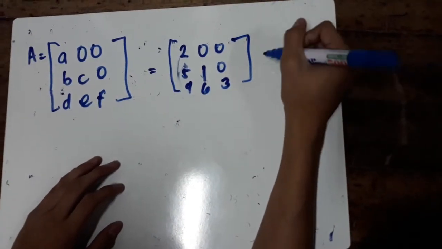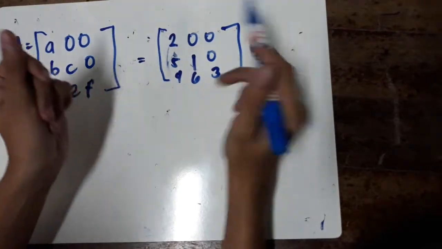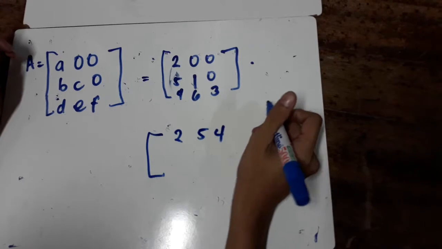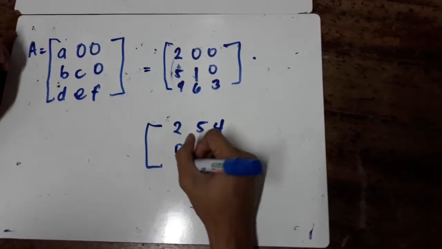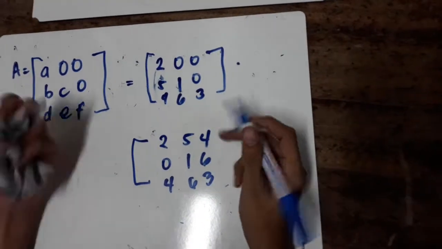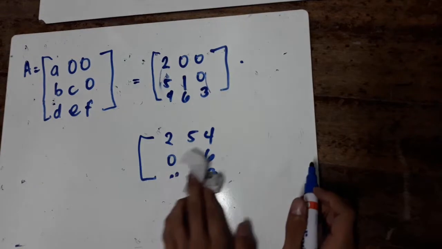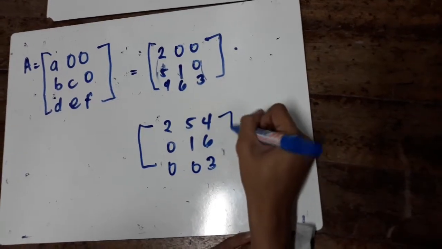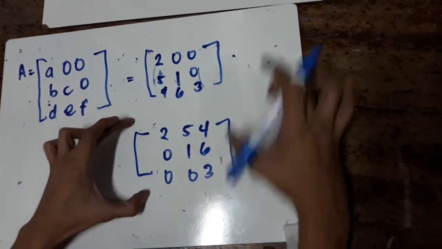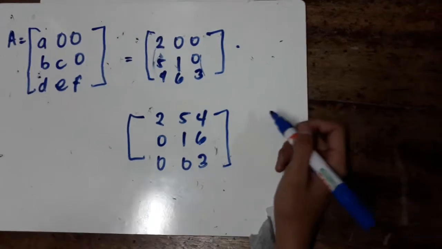Now we need to get the transpose of this matrix. As I said earlier, we just need to change the rows into columns and the columns into rows. So 2, 5, 4, then 0, 1, 6, and 4, 6, 3. Sorry, we need to change this column as a row, so it should be 0, 0, 3. As we can see, we get an upper triangular matrix. When we solve for a lower triangular matrix, we get an upper triangular matrix as its transpose. So it means our answer is correct.